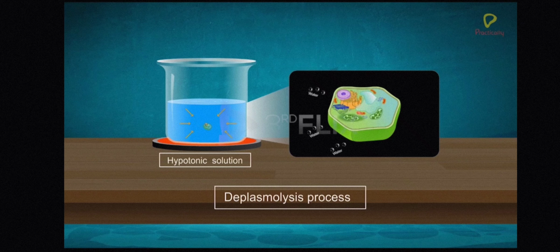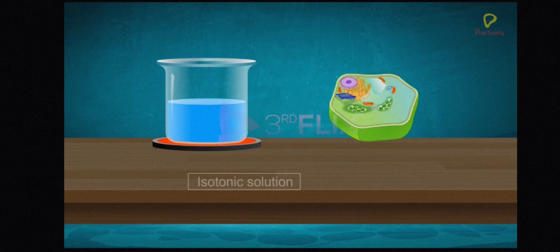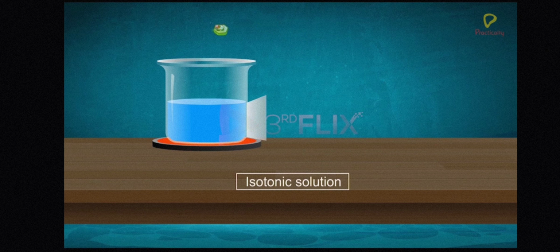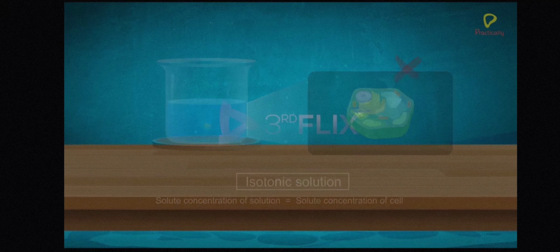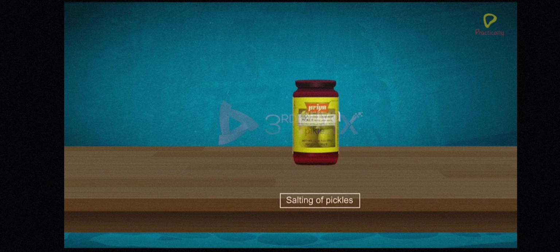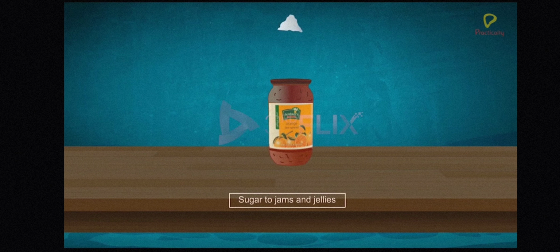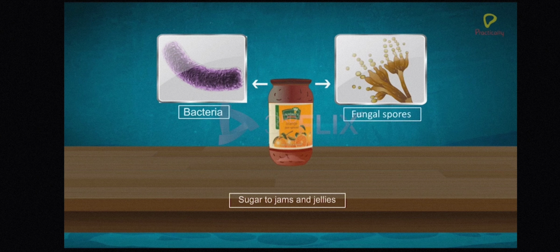If a cell is kept in an isotonic solution, the solute concentration of the solution is equal to that of the cell. There is no net diffusion of water taking place. Examples of plasmolysis in use are the salting of pickles and the addition of sugar to jams and jellies, which plasmolyse bacterial and fungal spores that spoil the food.